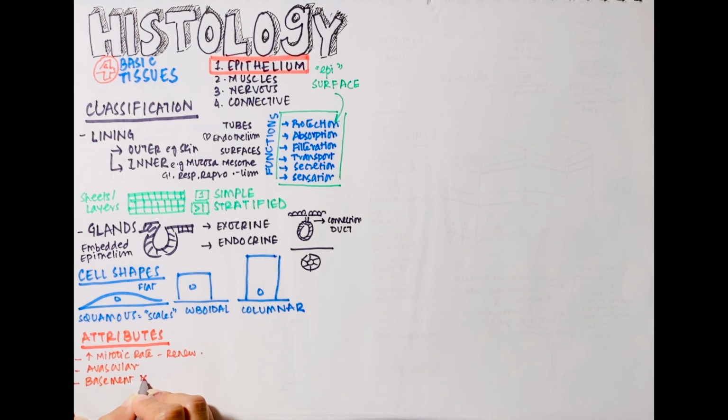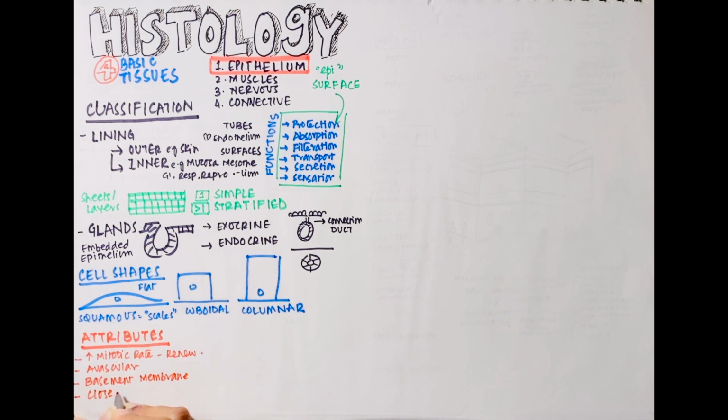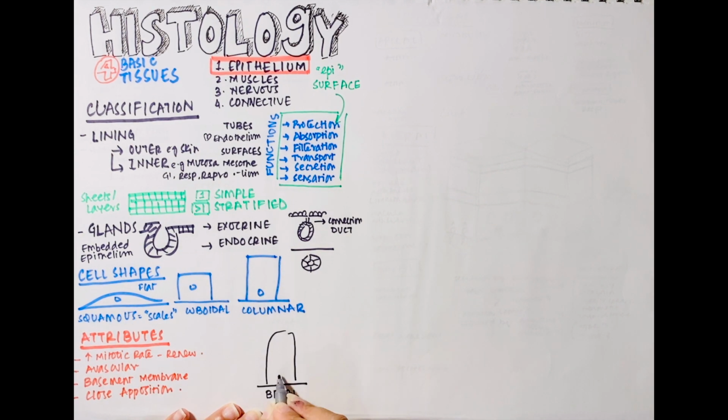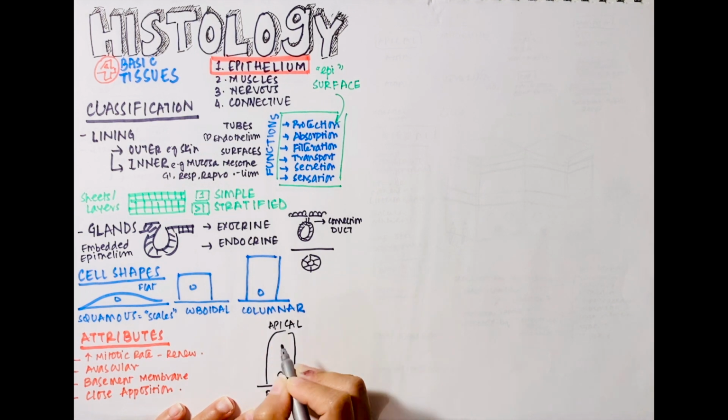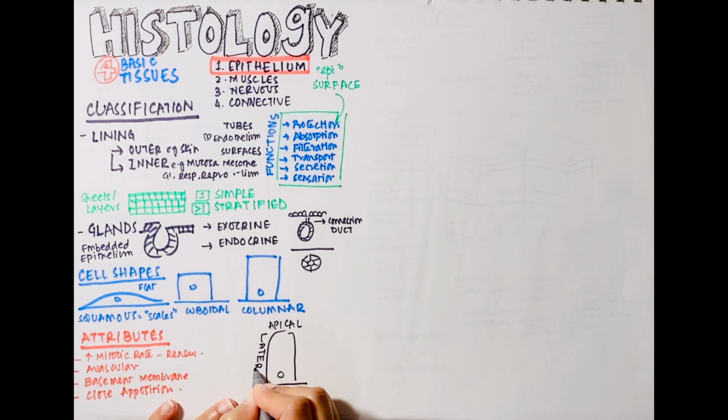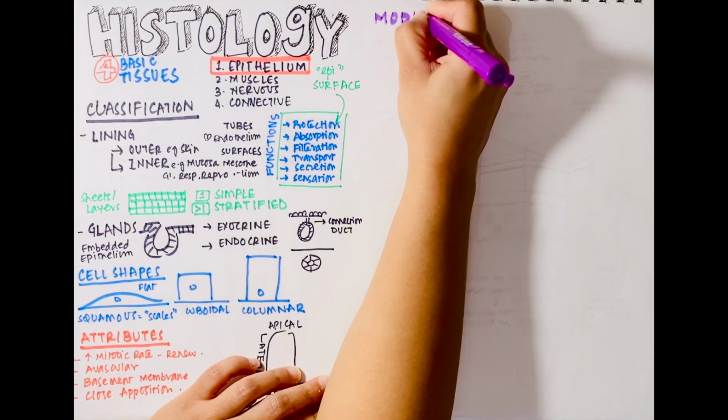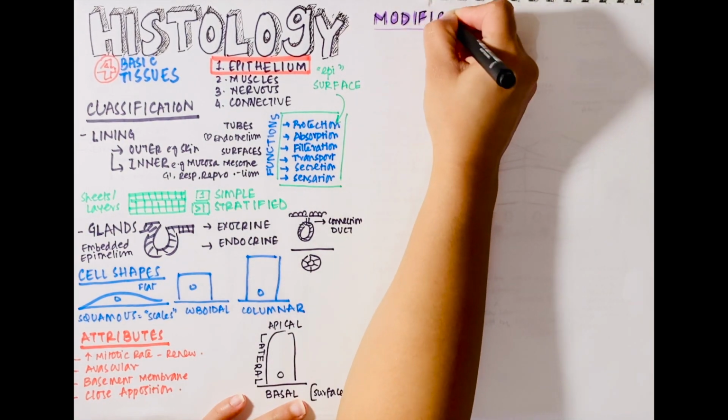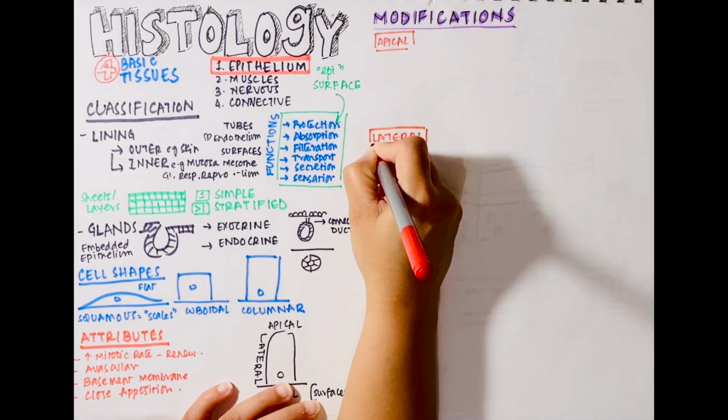They're all situated on a basement membrane, and they're all very close together. There's hardly any intercellular material between them, and that's what helps them form this protective barrier. Epithelial cells have a basal surface which lies on the basement membrane, an apical surface which is towards the lumen or the outside world, and 2 lateral surfaces which are in close opposition to different cells. These surfaces have various modifications which help the epithelial cells do their function.